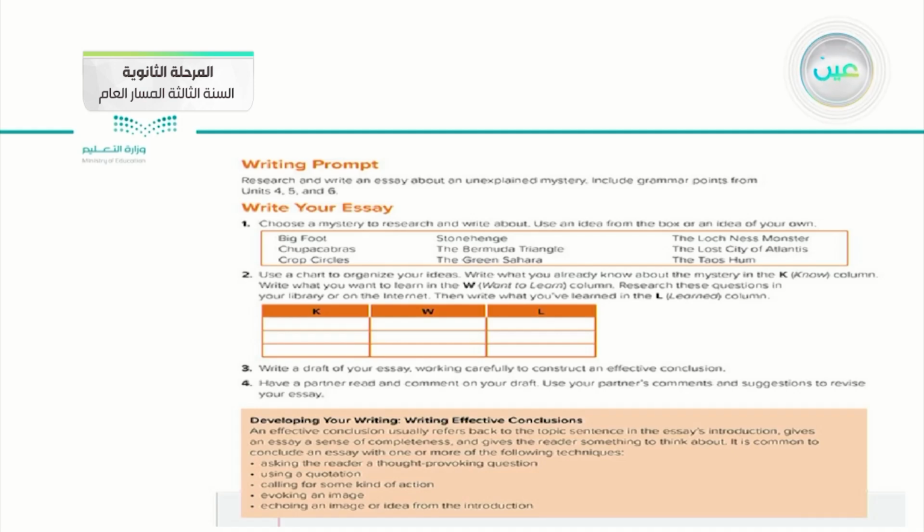Okay, now we want to apply the important directions for our essay today. The first one, they give us titles. Look at that one. We have 1, 2, 3, and maybe 9 ideas about your essay if you would like to write about them, or you can use your own external ideas. Choose a mystery to research and write about. Use an idea from the box or an idea of your own.